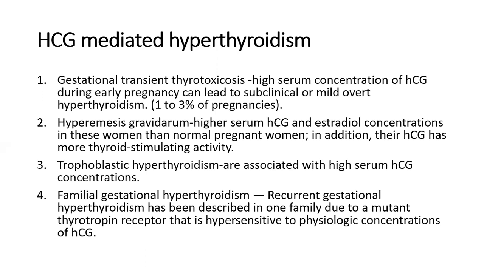You can also have trophoblastic hyperthyroidism, which is associated with high serum HCG concentrations. And then familial gestational hyperthyroidism, where recurrent gestational hyperthyroidism has been described in one family due to a mutant thyrotropin receptor that is hypersensitive to physiologic concentrations of HCG.